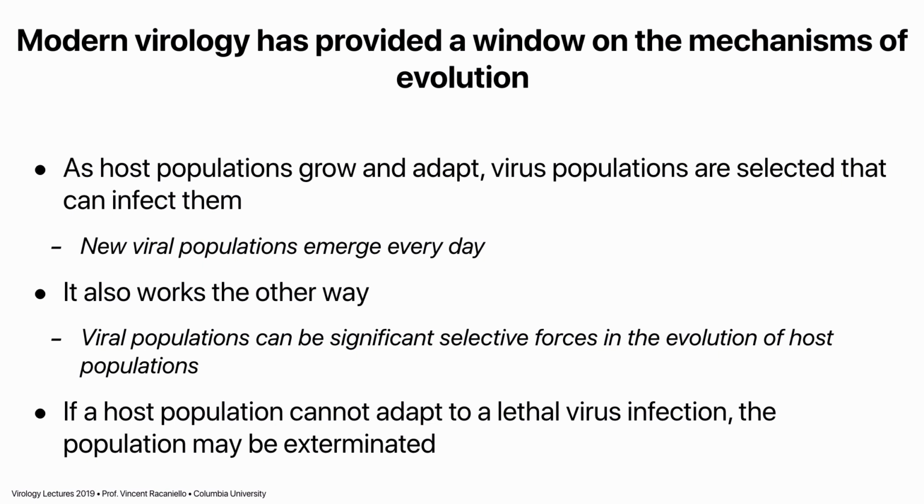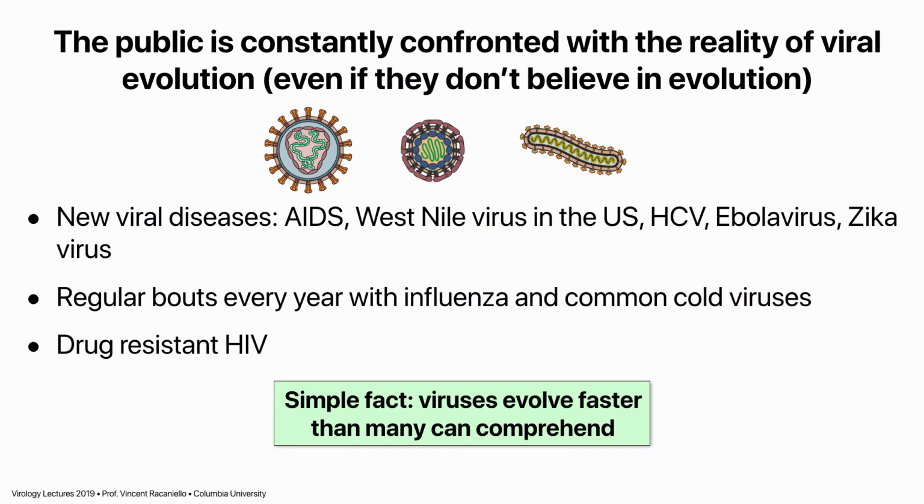But viruses have other advantages. For example, because they're dependent on host population, as the populations grow, viruses are selected that can infect them. And so we can have new virus populations emerging depending on the inhabitants of a region. Viruses can also be selective forces in the evolution of populations. The population has to evolve to adapt to the virus, otherwise it gets wiped out. So it goes both ways. Viruses and their hosts are dependent on each other, and that's how they evolve. And as you'll see later, viruses have had a huge force on the evolution of living populations.